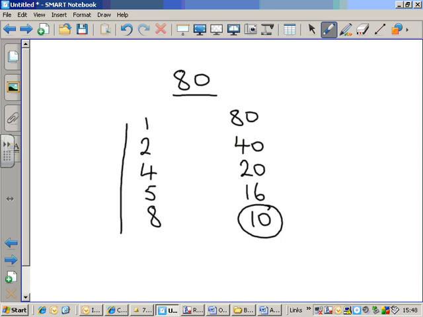So listen, there are all the factors of 80. There are 1, 2, 3, 4, 5, 6, 7, 8, 9, 10 of them, 5 pairs of numbers. So 10 factors altogether of 80.